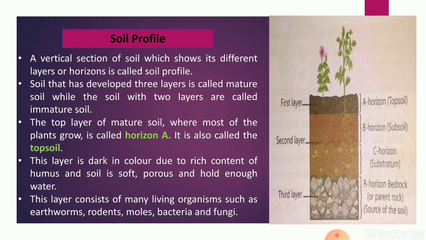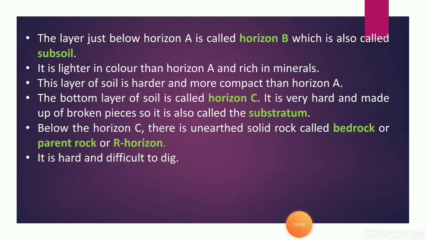As you can see in the image of the soil profile, the first layer is topsoil, or A horizon. Now the second layer, the layer just under the A horizon, is called horizon B, or subsoil. It is lighter in color than the upper layer, the A horizon. Why is it lighter in color? Because almost no humus is present in subsoil, or horizon B. That is why it is lighter in color.